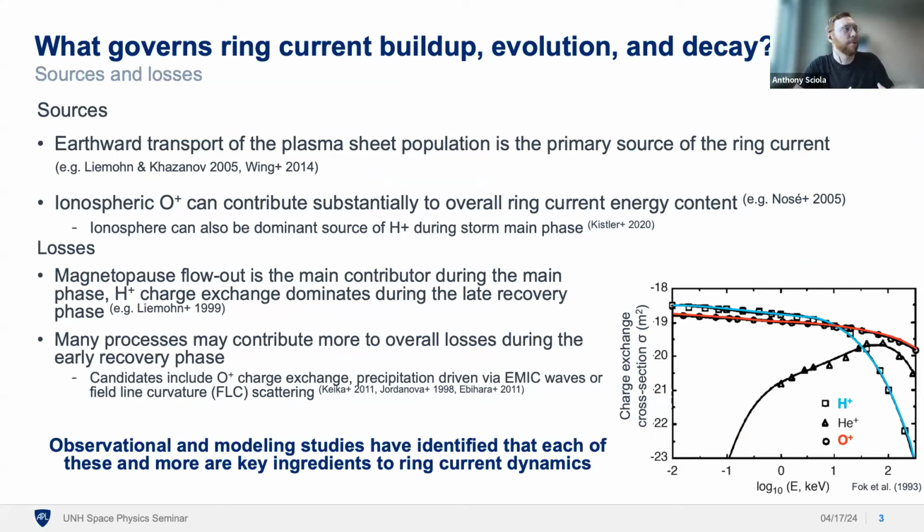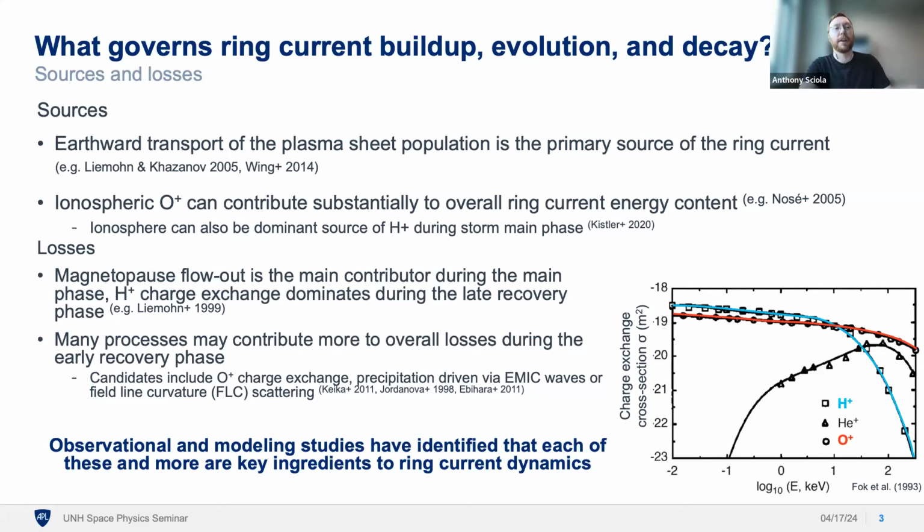The high-level question that we're interested in probing is what governs ring current buildup, evolution, and decay. We can think about this in terms of sources and losses. We know on the source side that earthward transport of the plasma sheet population is the primary source of the ring current, but also that ionospheric O+ and H+ can contribute quite strongly to that.